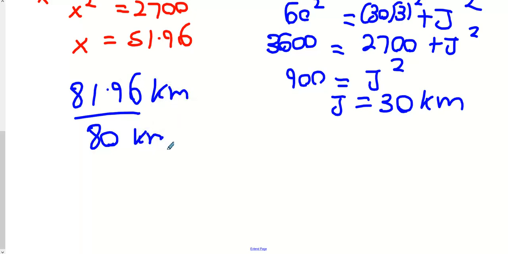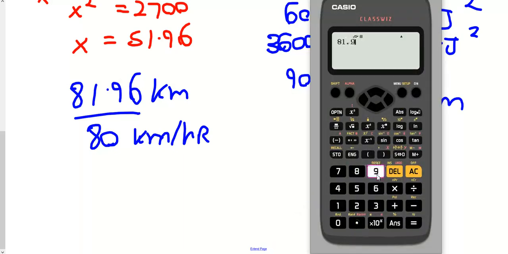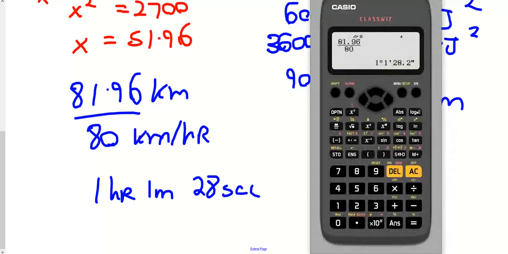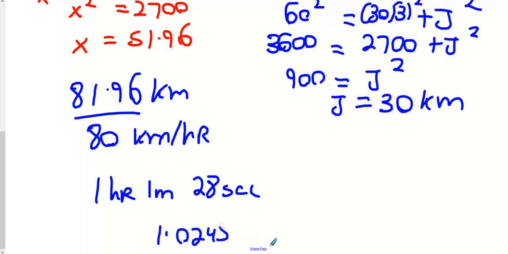And does everybody remember the trick for this? Put it into calculator, 81.96 divided by 80. 1 hour and something. You know this button here? What does that do? 1 hour, 1 minute, and 28 seconds. Did the question ask me to round to the nearest hour or anything like that? Is that okay with you guys?